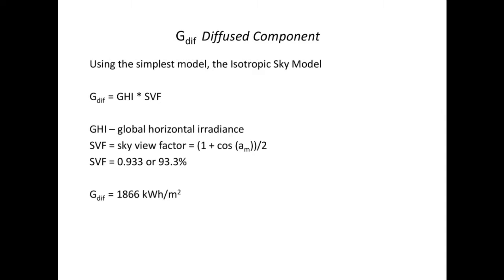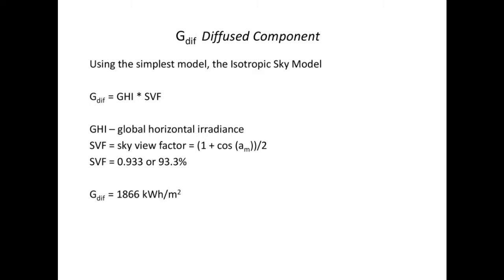Let's jump into the diffuse component now, and we're using the simplest model, which is the isotropic sky model. That's basically just saying we are going to look at the portion of the sphere, well, half of a sphere, because it's cut on a plane, that if a panel is at an angle, it could see, and essentially cut off the piece of the sphere that isn't being used.